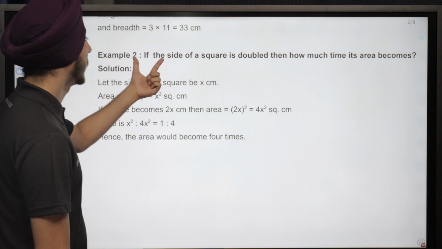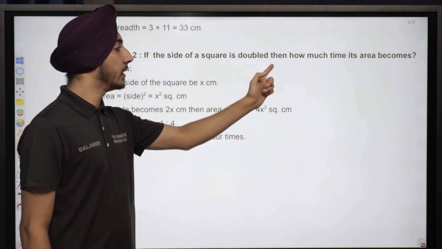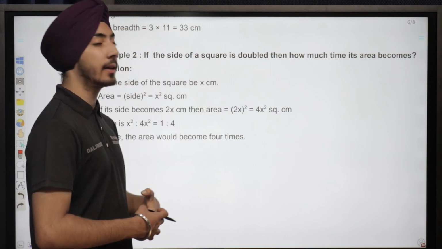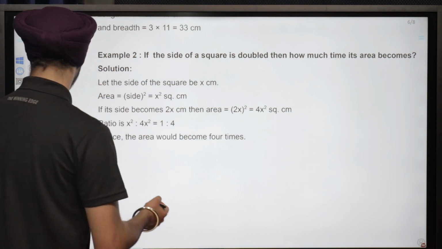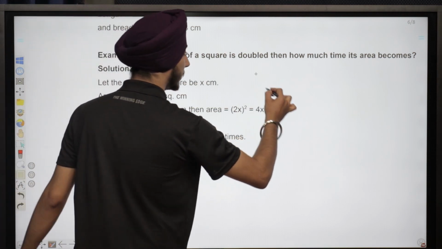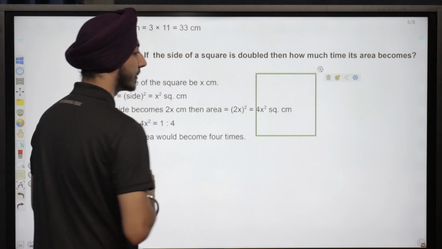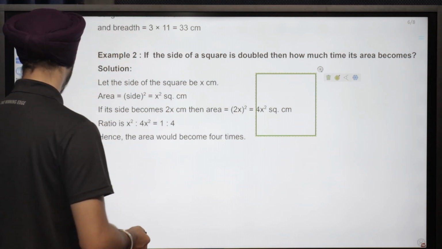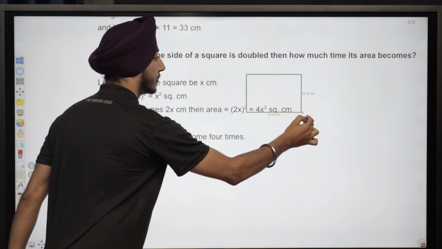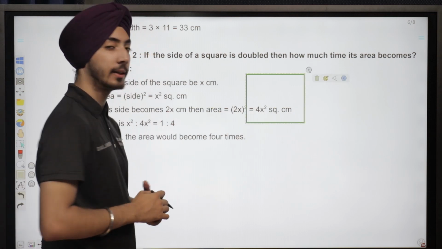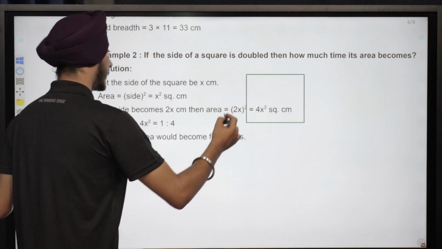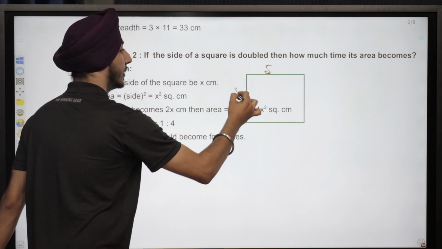Question number 2 says, if the side of a square is doubled, then how much time its area becomes? कि अगर एक square है, now let's say I'll draw one square here. ठीक है? ये हमारा एक square है. That's looking more of a rectangle. Let's draw it once again. So this is our square. ठीक है? And let's assume it has certain side. मान लो S side है और S side है.